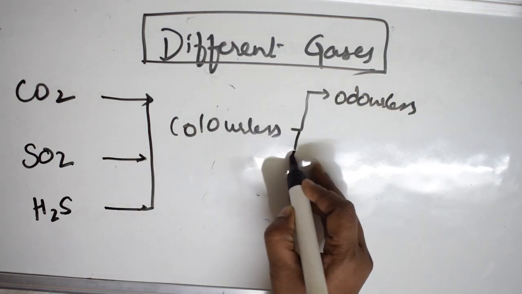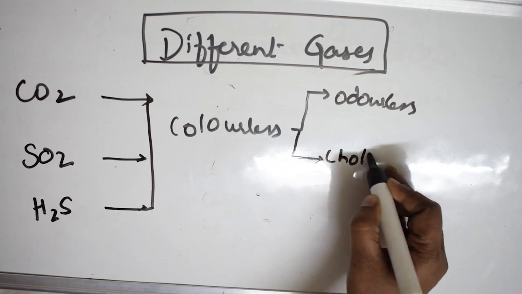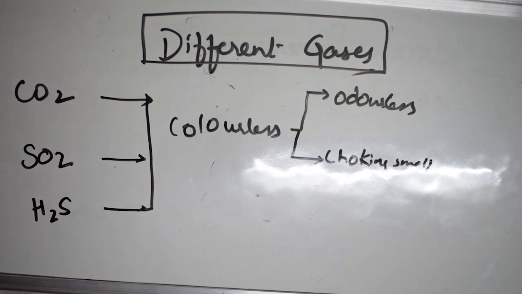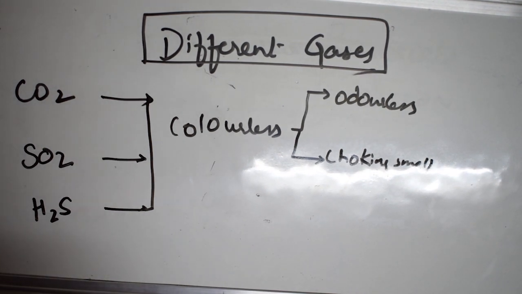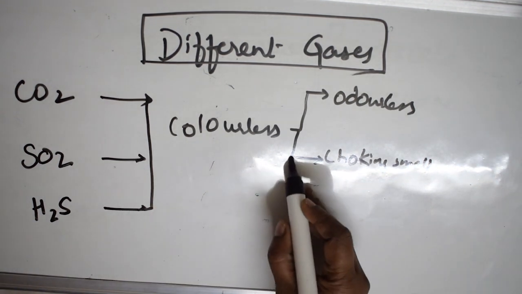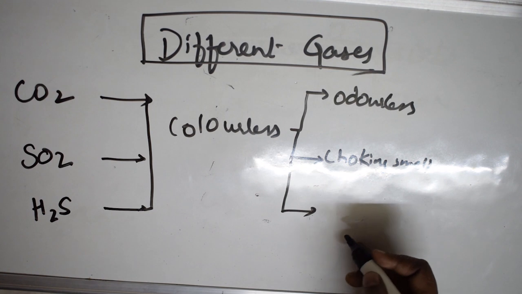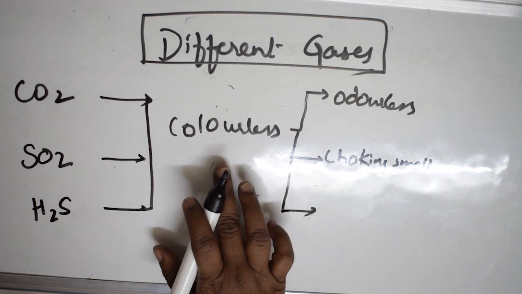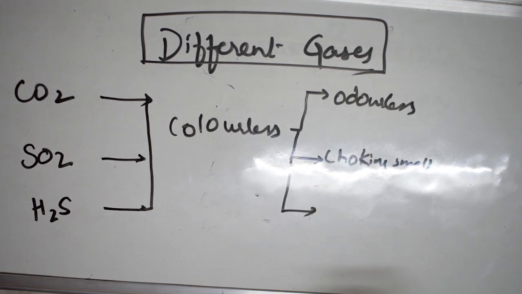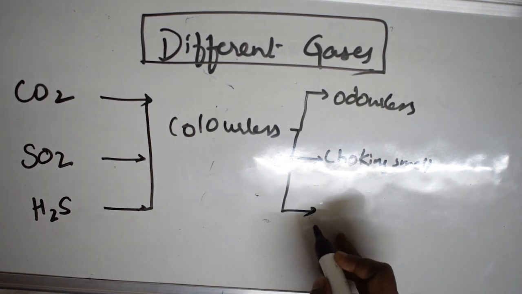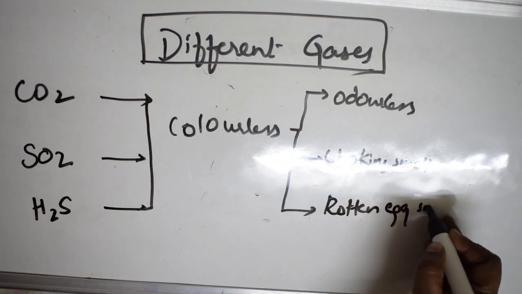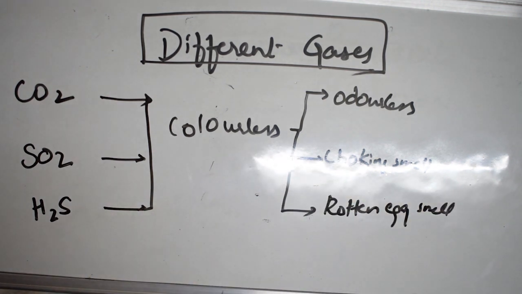Suppose if it is sulfur dioxide, you get a choking smell, means you feel that there is something stuck in your throat, some obstruction, some choking smell, some sort of irritation. If it is H2S, colorless is for the eyes, and the smell is for your nose, you need to sense that. If H2S is there, you'll find a rotten egg smell. So all the three gases you can test.